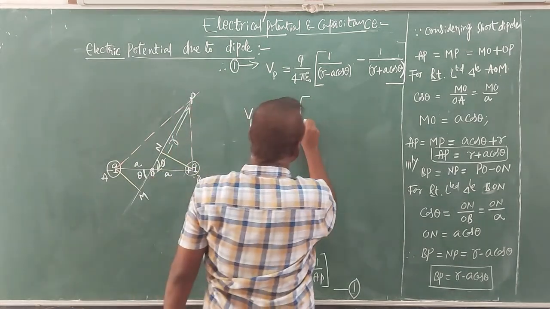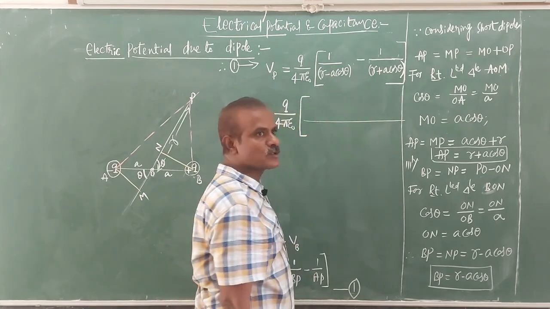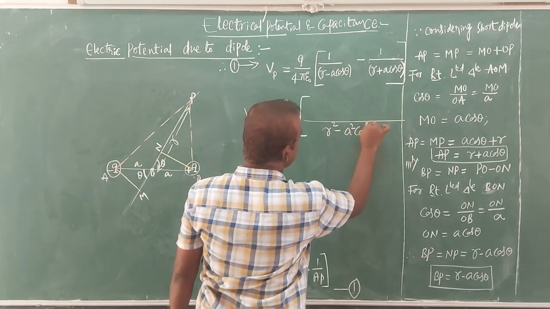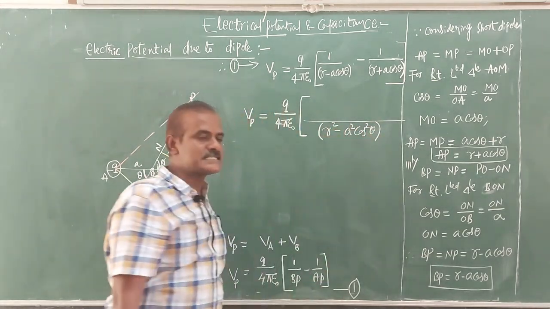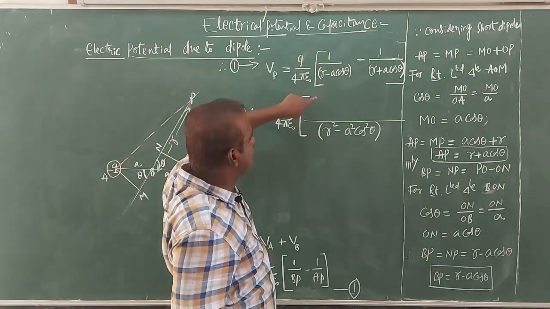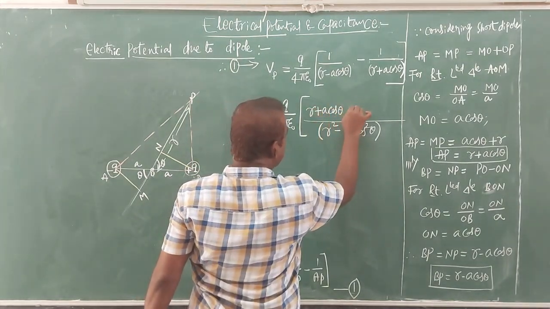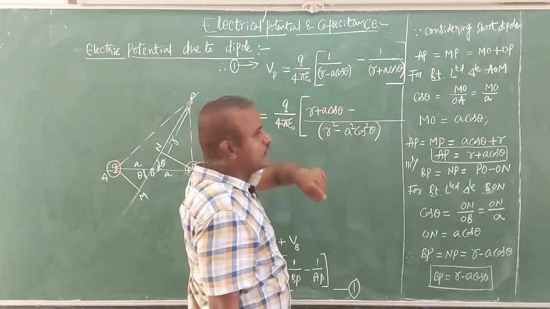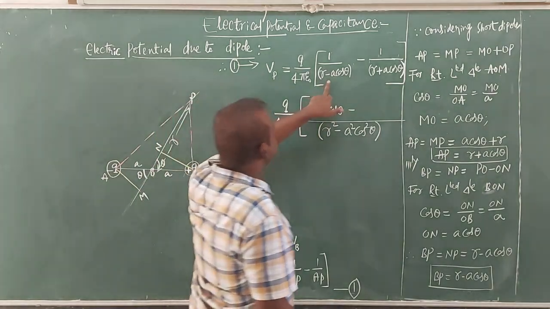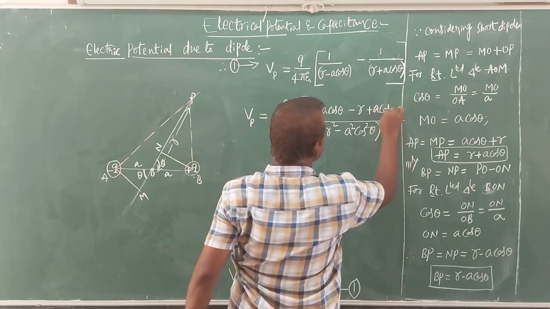So straight away I write, a minus b, a plus b, a square minus b square, using that formula, r square minus a square cos square theta. Remember, this would be the LCM, r minus a cos theta into r plus a cos theta. In the first part you will be left with r plus a cos theta, minus, in the second part you will be left with r minus a cos theta.